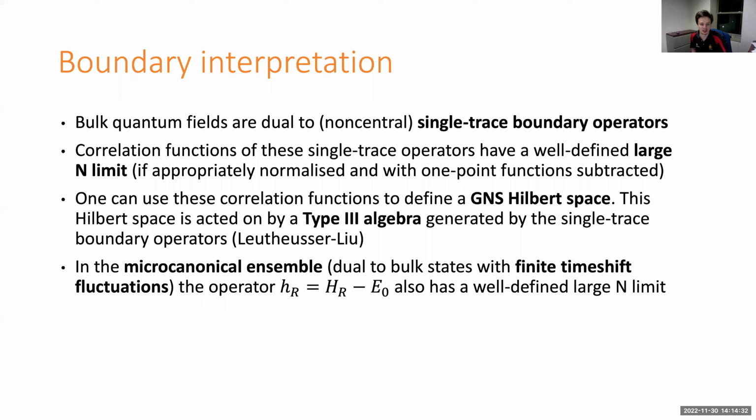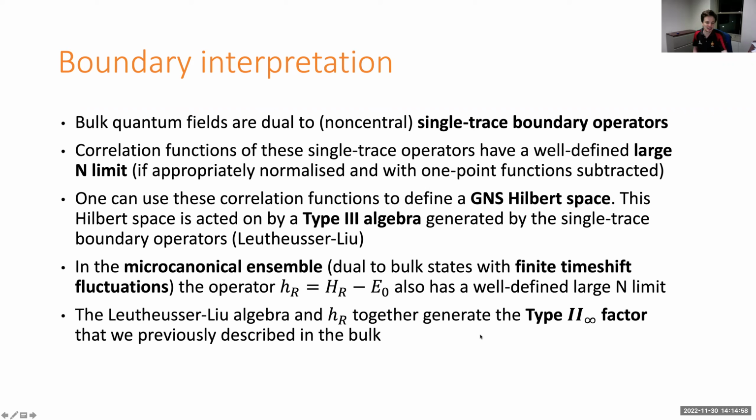So this type 3 algebra is dual to the bulk QFT operator. And then if we work in the microcanonical ensemble, then the operator that consists of the right boundary Hamiltonian minus E naught also has a well-defined large N limit. So we can also define that as a large N operator acting on a large N Hilbert space. And together they generate exactly the type 2 infinite factor we just described in the bulk. Okay. And the entropy you can show is just related to the large N limit of the usual CFT entanglement.